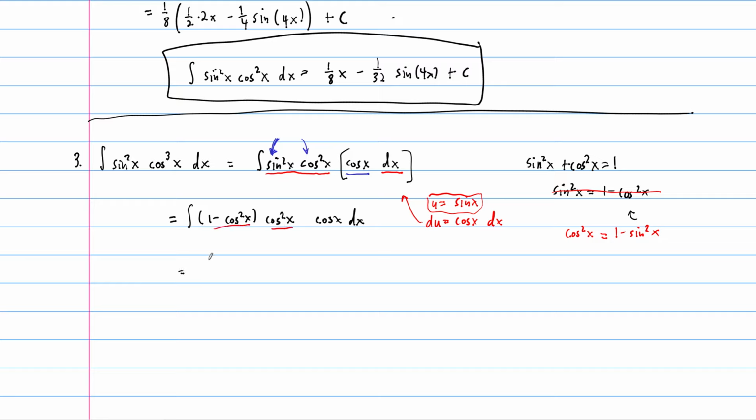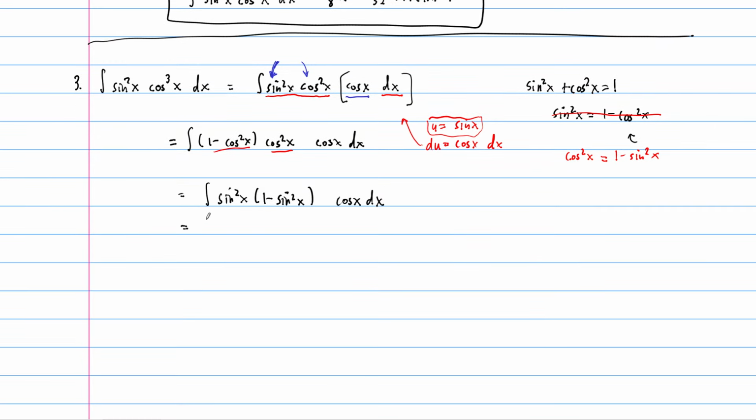All right, so this then becomes the integral of, leave this one as sine squared x, the first one, and change the second one to 1 minus sine squared x, and then our cosine x dx, that's all our du, and so now we're good to go, right? So this now becomes the integral of u squared times 1 minus u squared du, because now everything checks out. All right, and then we just multiply this out. This is a polynomial. So this is the integral of u squared minus u to the 4th du. That's, of course, 1/3 u cubed minus 1/5 u to the 5th plus c.